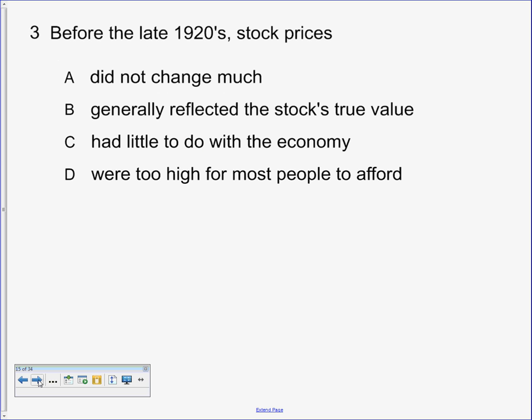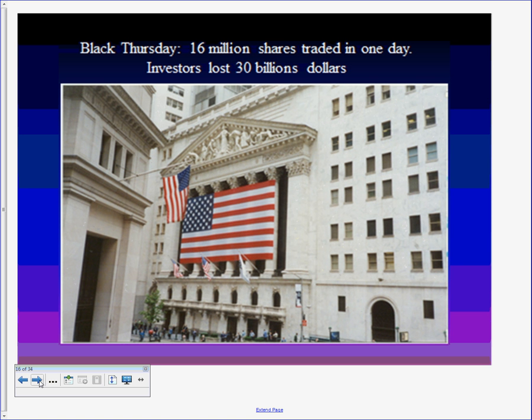Before the late 1920s, what did stock prices do? Pause your video. And the correct answer is D. They were too high for most people to afford, yet people wanted to buy because if you bought stock and it went up in value, you made a large amount of money. I'm kind of operating under the assumption that you know what stocks are. That's really crucial to understanding the stock market crash.